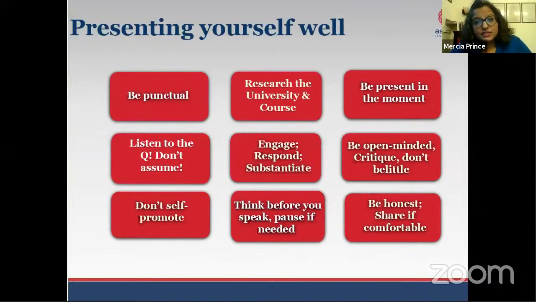Research the university and the courses and the program. Know about what you're applying, because showing up doesn't mean you're going to know the answers, right? So do your research before you come for the interview. Be present in the moment. When you're there in the interview, be present in that moment, in that conversation. Don't let your mind wander or be distracted. Be present there, because it's a short time.